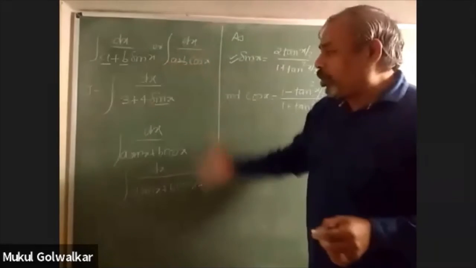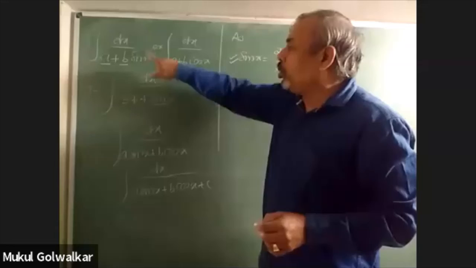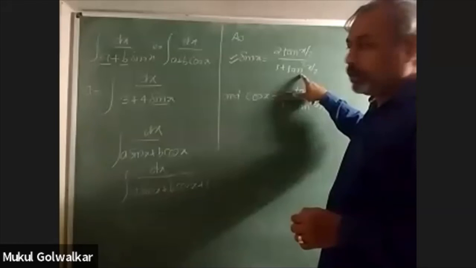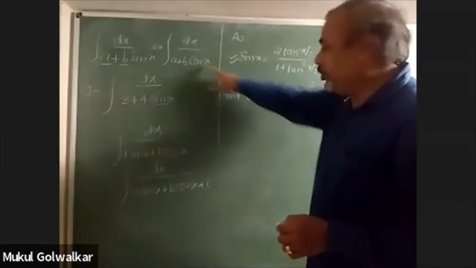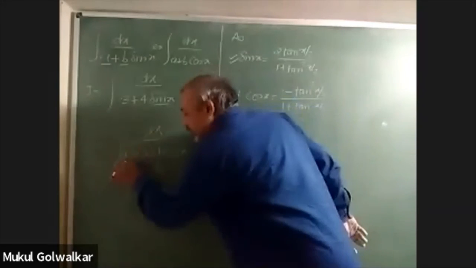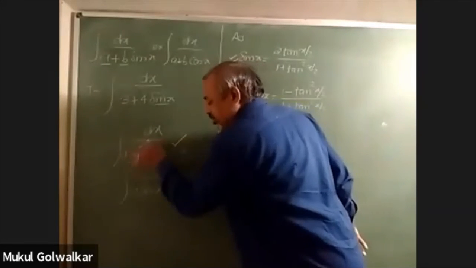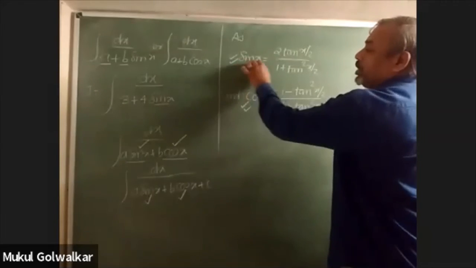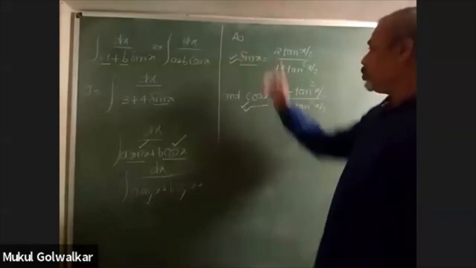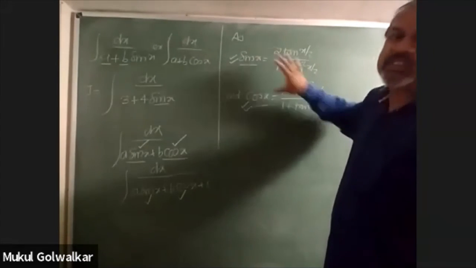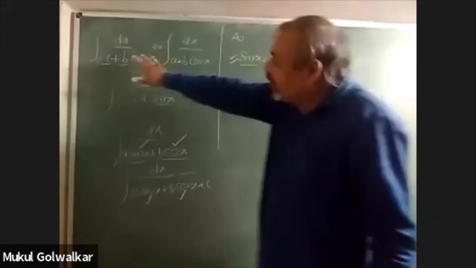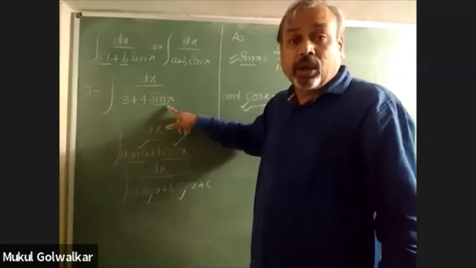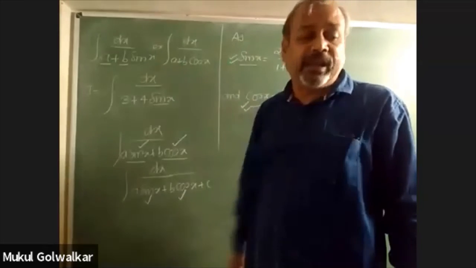For all four varieties, wherever we see only sin x is written, we shall be using the substitution 2 tan x by 2 upon 1 plus tan square x by 2. If we see only cos x is written, we shall be applying this formula. And wherever sin x and cos x both are present, we shall be substituting the value of both sin x also and cos x also. So you please note down these two formulae for sin x as well as for cos x, and then look at the question. And after looking at the question, we shall be substituting the value of sin x or cos x, or else sin x and cos x both.